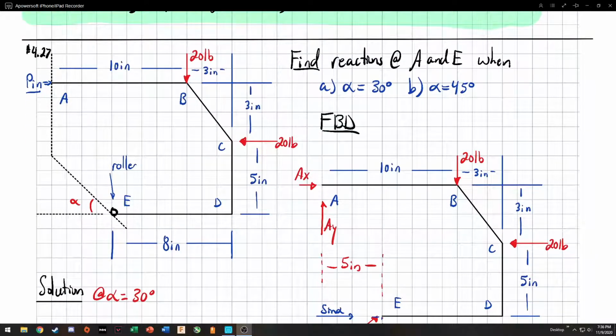4.27 is a simple frame with a pin at A and a roller at E, given at some angle alpha. They ask us to find the reactions at A and E when alpha is 30 degrees and alpha is 45 degrees. I'm only going to do the work for the 30 degrees. To do the 45, all you do is the exact same math, plugging in 45 instead of 30 for alpha.